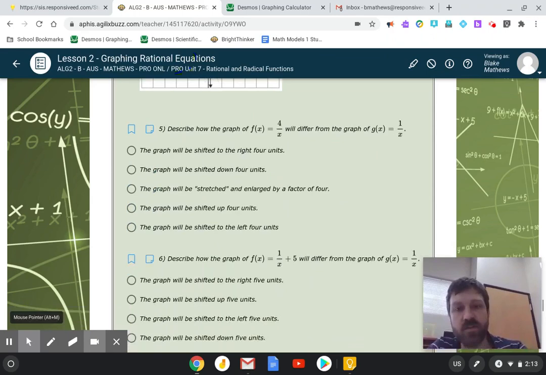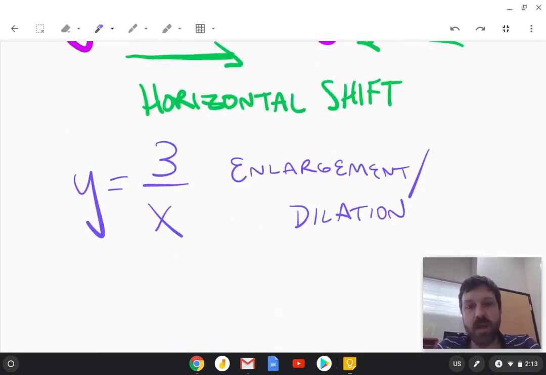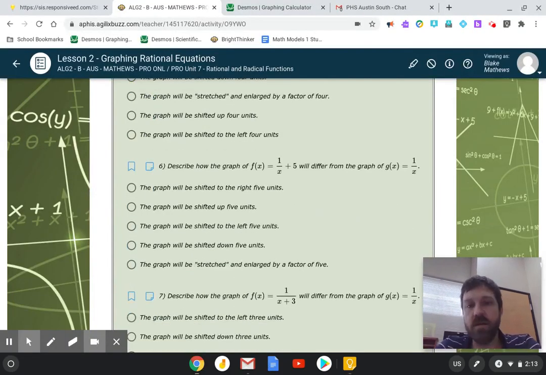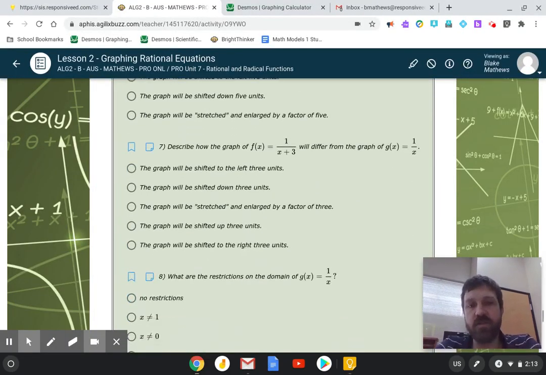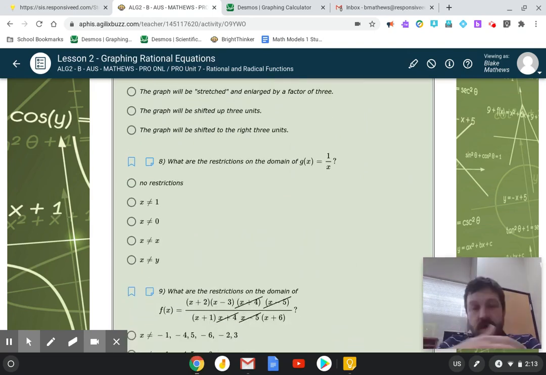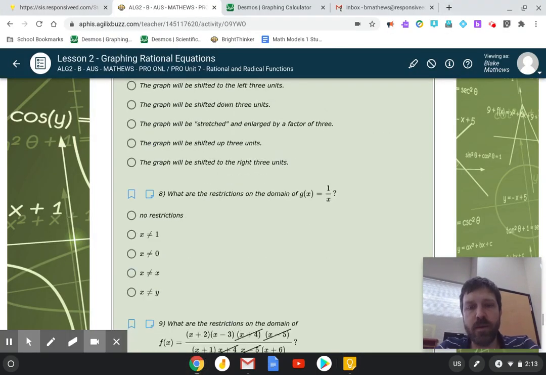And then they ask us some questions just verbally. Describe how this graph, 4 over x, will be different from 1 over x. Well, I described it over here for you. It's an enlargement or a dilation. You need to find the one that matches that. Again, number 6, plus 5. Number 7, plus 3 on the bottom. So you just need to decide what has been changed about these different graphs based on the new equation. So use the notes to your advantage on that.